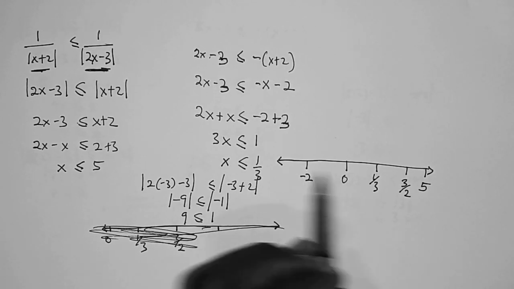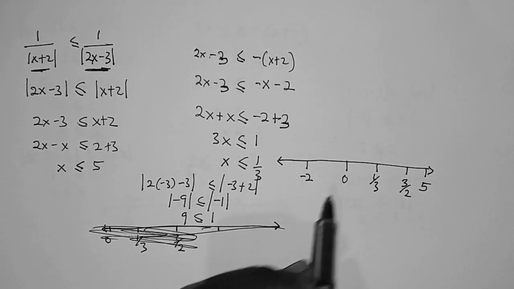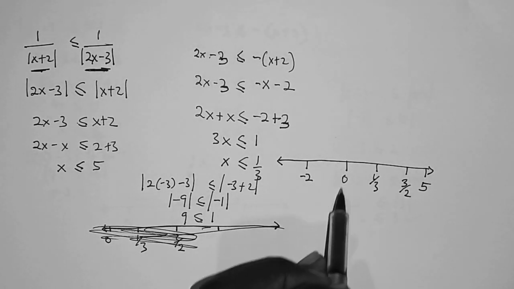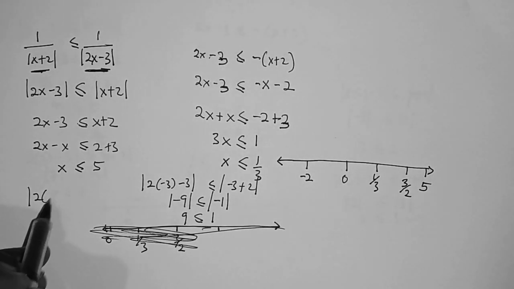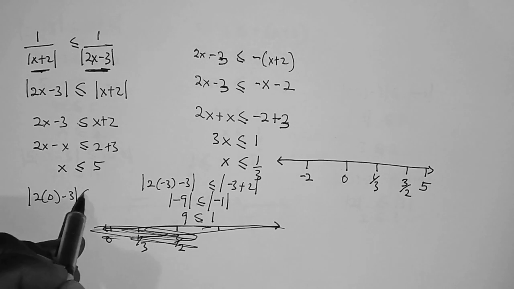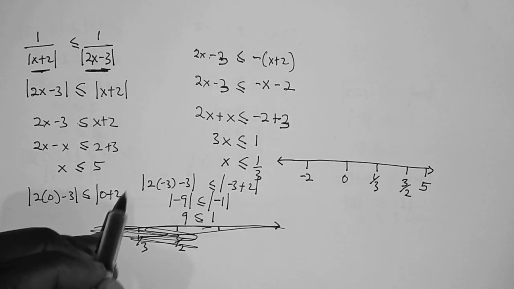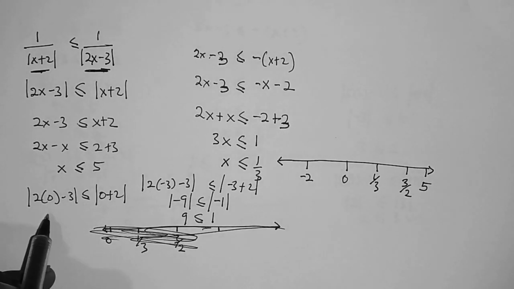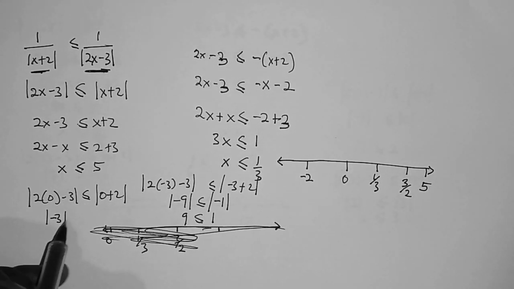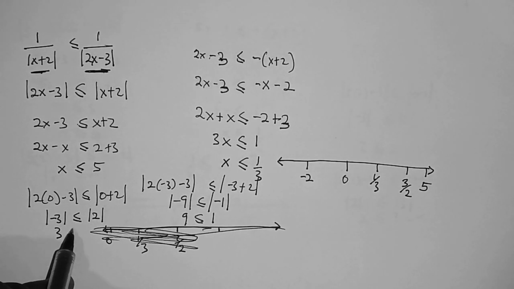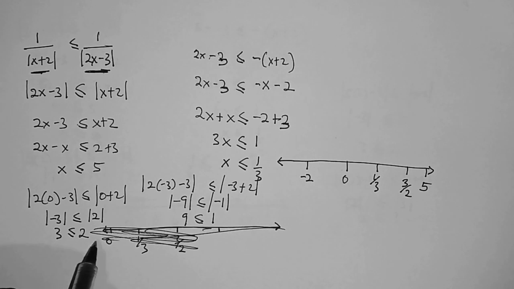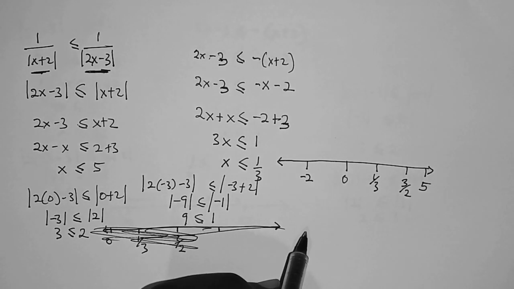Let's take values between minus 2 and 1 over 3. For example, 0 is a value like that. So this becomes absolute value of 2 times 0 minus 3, less than or equal to absolute value of 0 plus 2. So absolute value of minus 3 is 3, less than or equal to absolute value of 2 is 2. But 3 is not less than or equal to 2. And therefore, this region is not one of the required regions.